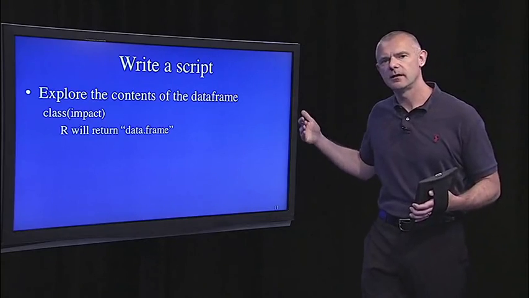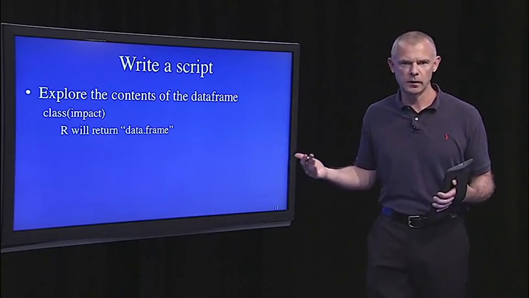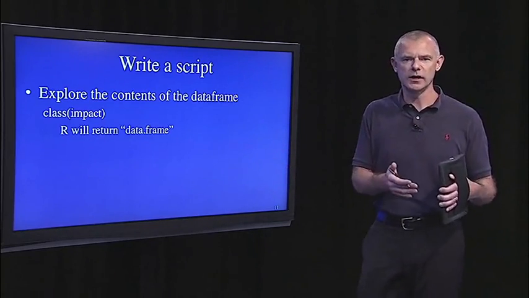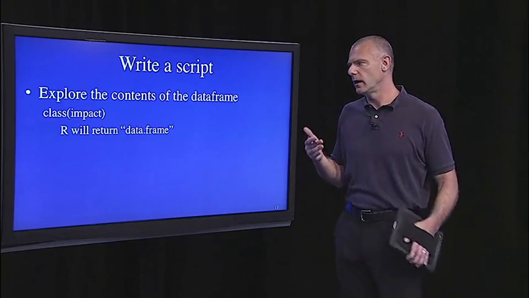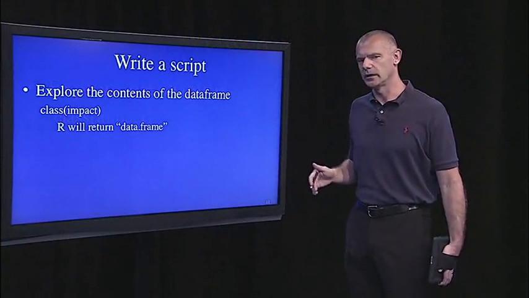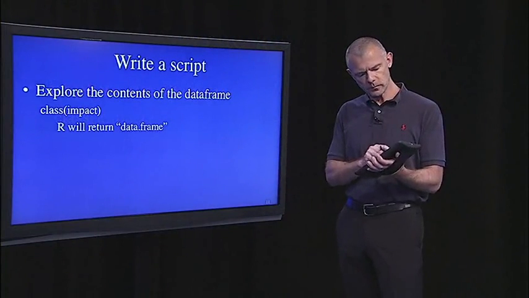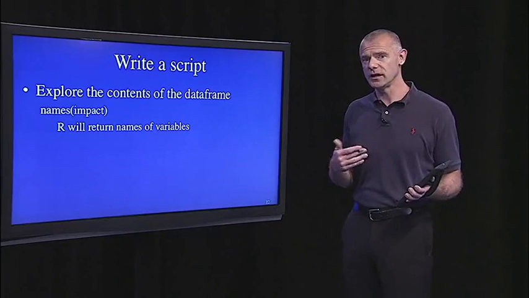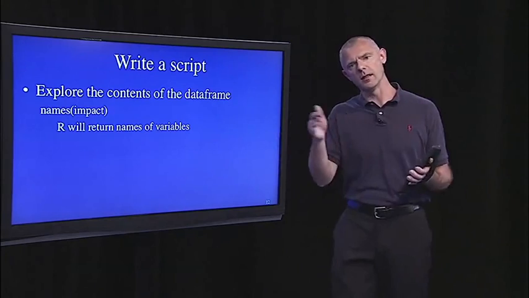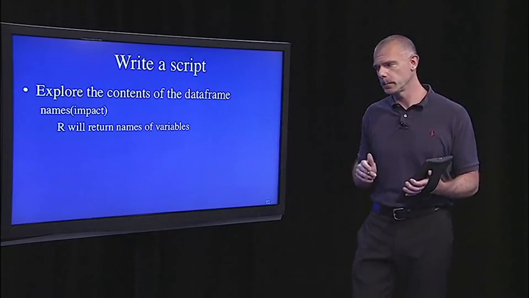This doesn't necessarily have to go into your final script. But if you're still trying to get used to objects and data frames in R, you can explore the contents of that data frame. Class, remember, is a function that tells you what type of object impact is, and R will tell you this is a data frame. If you use the function names, R will tell you the names of all the variables, or the column headings, that were in our header.